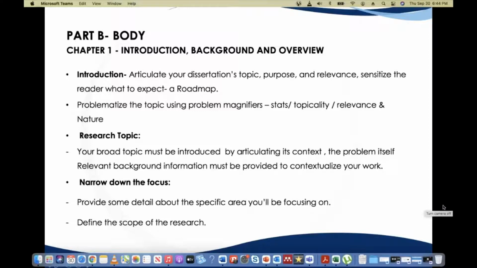When it comes to giving the overview of the methodologies, basically you go back to your proposal and you say, right, in my proposal I had a section that spoke about methodology, and the section mentioned what the design of the study was, and so forth and so forth.